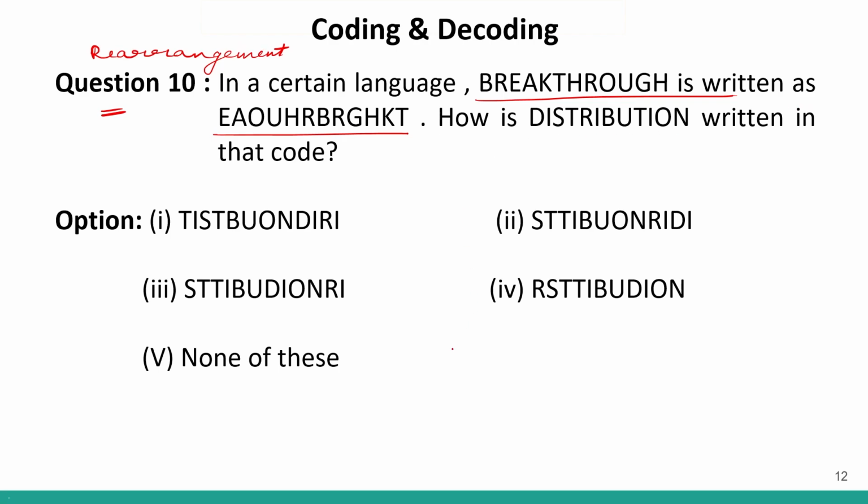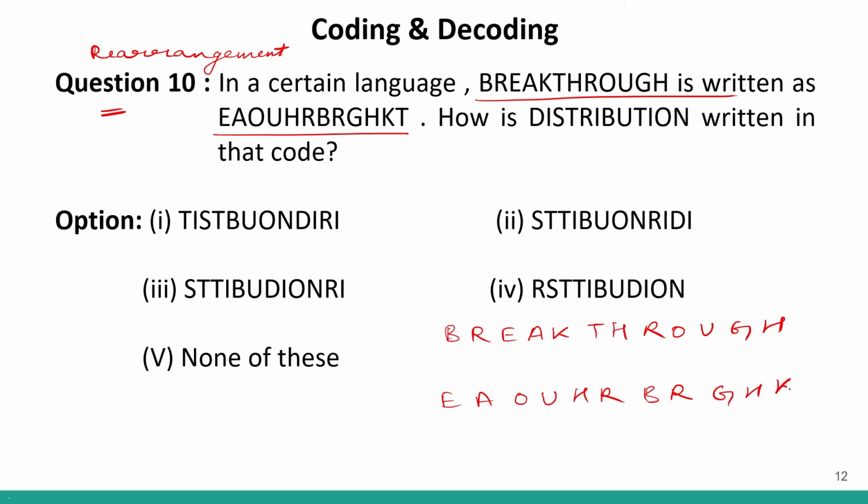So let us start. Breakthrough, BREAKTHROUGH. It is written as EAUHRBRGHKT. We have to find out how it is written. So if I look over here, let's say this is pair 1, 2, 3, 4, 5, 6. 6 pairs are given. Here also I can divide them into pairs like this, right? These pairs can be written like this.